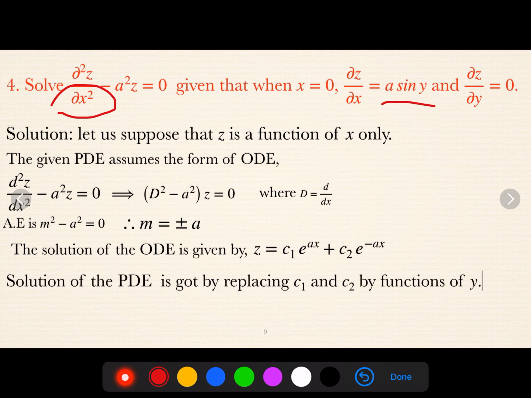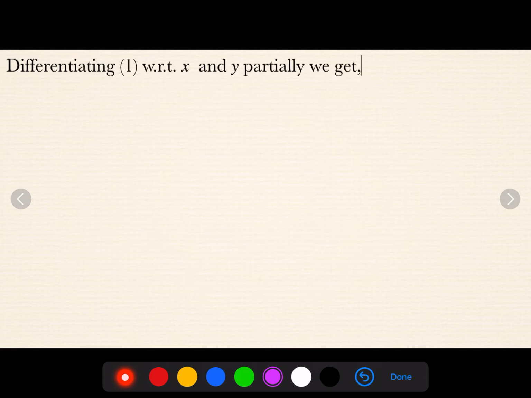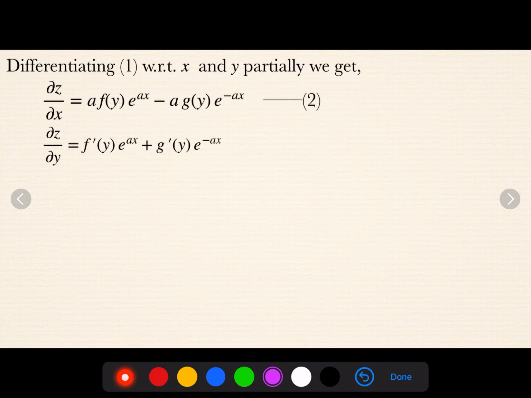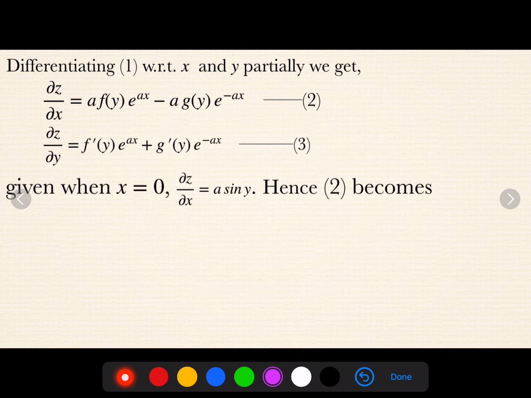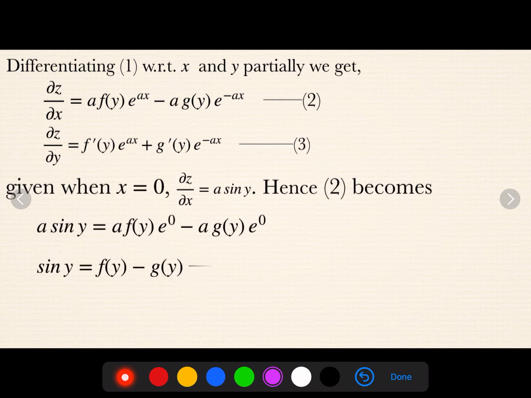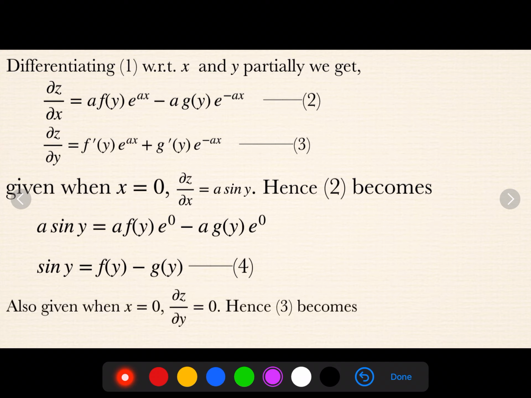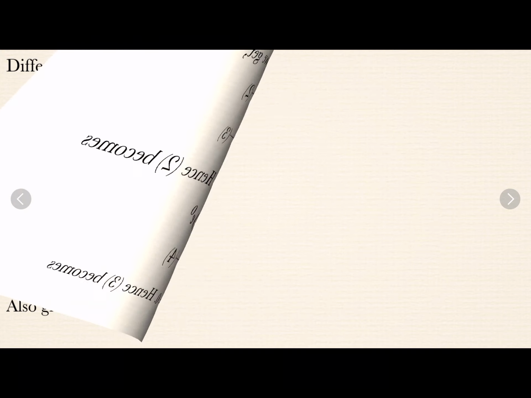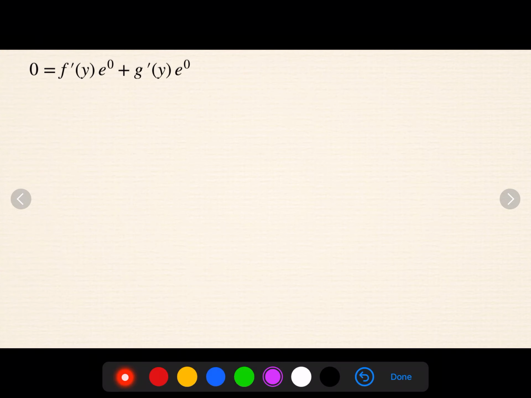So replace C1 and C2 with functions of y. We will get equation number 1. Observe the conditions. Both conditions with respect to derivatives only are there. So I will differentiate equation number 1 partially with respect to x and y. So we will arrive at equation number 2 and 3. Now use the conditions. First condition in equation number 2, we will get f(y) − g(y) = sin y, and second condition in equation number 3, we will get another equation, that is f′(y) e^0 + g′(y) e^0.